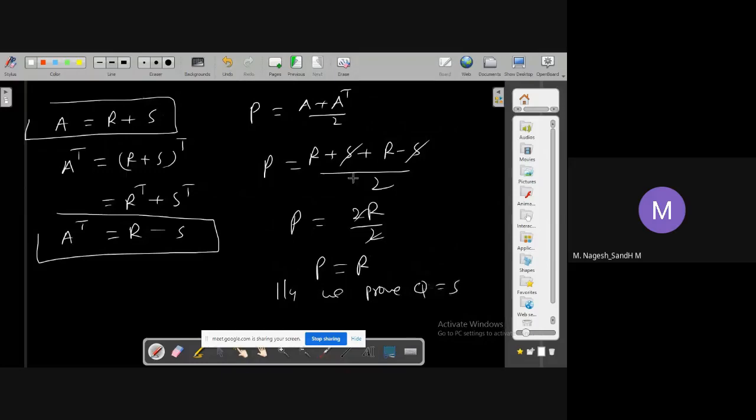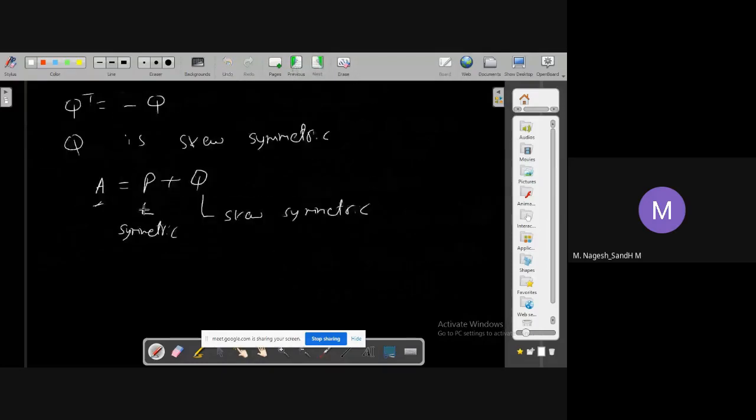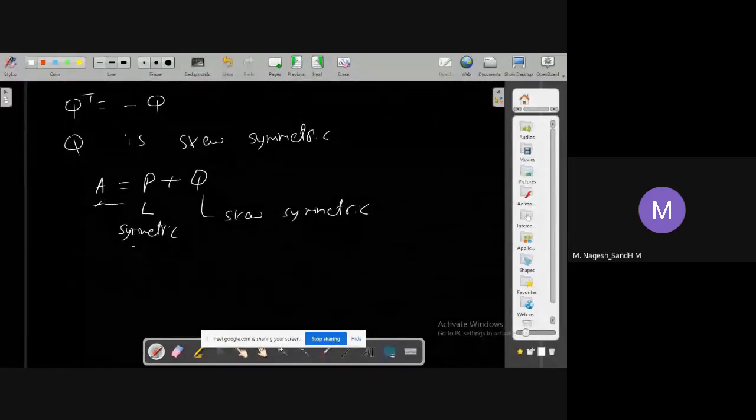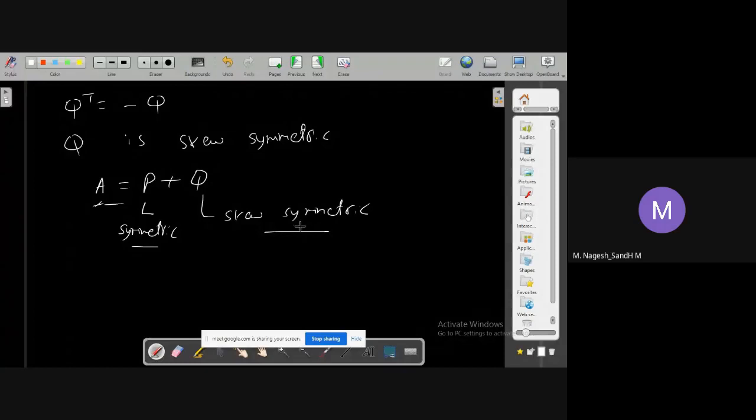So that means finally what we can conclude here: A is a matrix which is expressed as a symmetric plus skew symmetric. Every square matrix can be expressed as a symmetric plus skew symmetric, and it is also a unique way. Unique way means I am saying P plus Q, you are saying R plus S, but finally P equal to R, Q equal to S. These are one of the theorems.